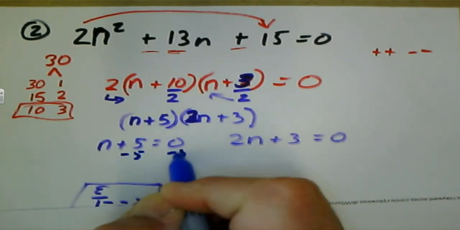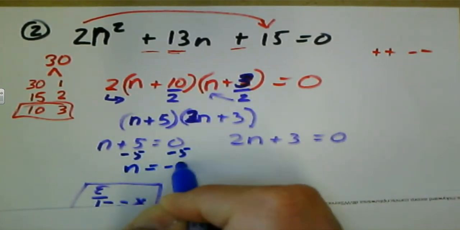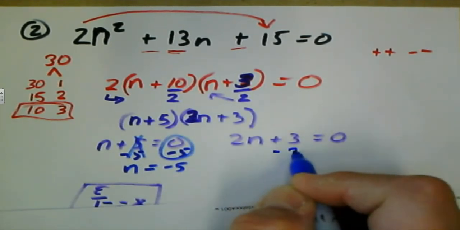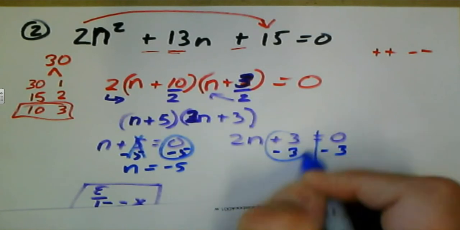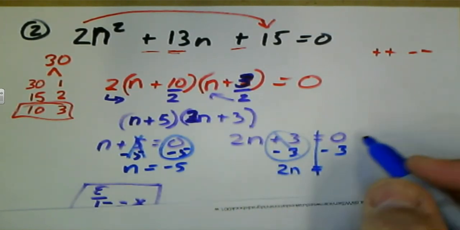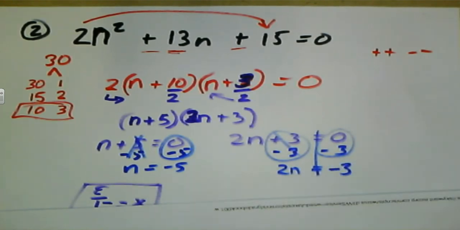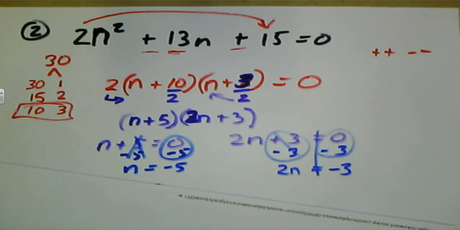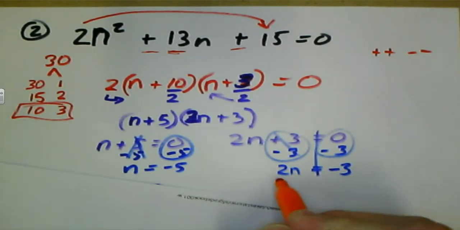Subtract 5 from both sides, you get n equals -5. You subtract 3 from both sides. 3 minus 3 is gone, left with 2n. 0 minus 3 is -3. And to get rid of the 2 in front of the n, you need to divide by 2.